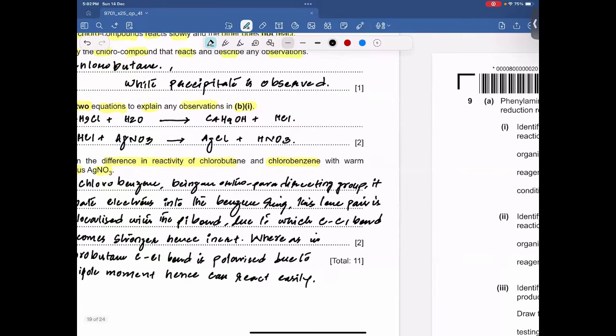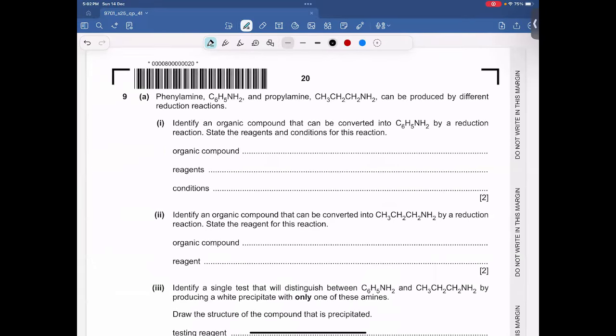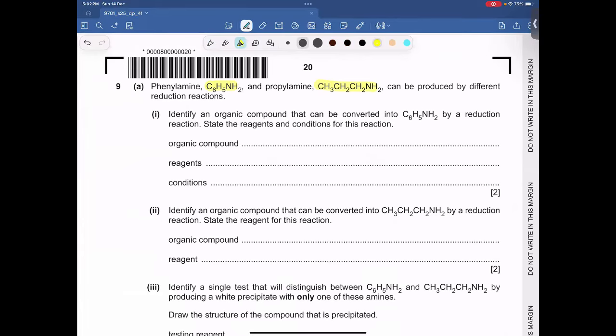Now the next question is phenylamine and propylamine. Both are amines. One is aliphatic amine and the other one is aromatic amine. Are produced by different reactions. Identify the organic compound that can be converted into phenylamine by reduction reaction. State the reagents and conditions for this reaction. Obviously, I've told you in the class that nitrobenzene undergoes reduction so that you will get phenylamine.